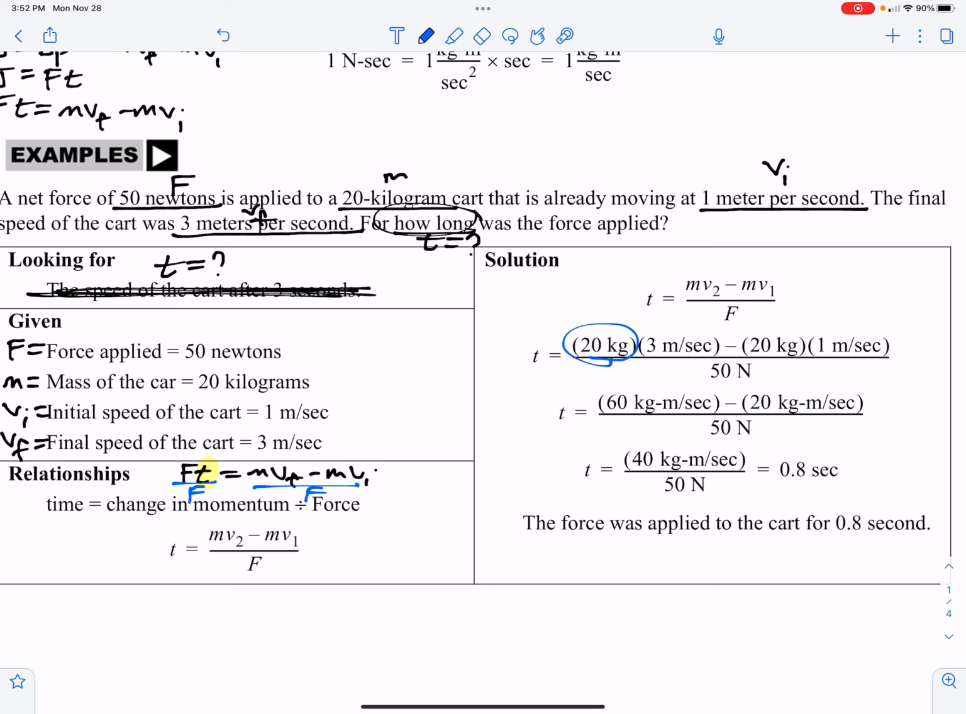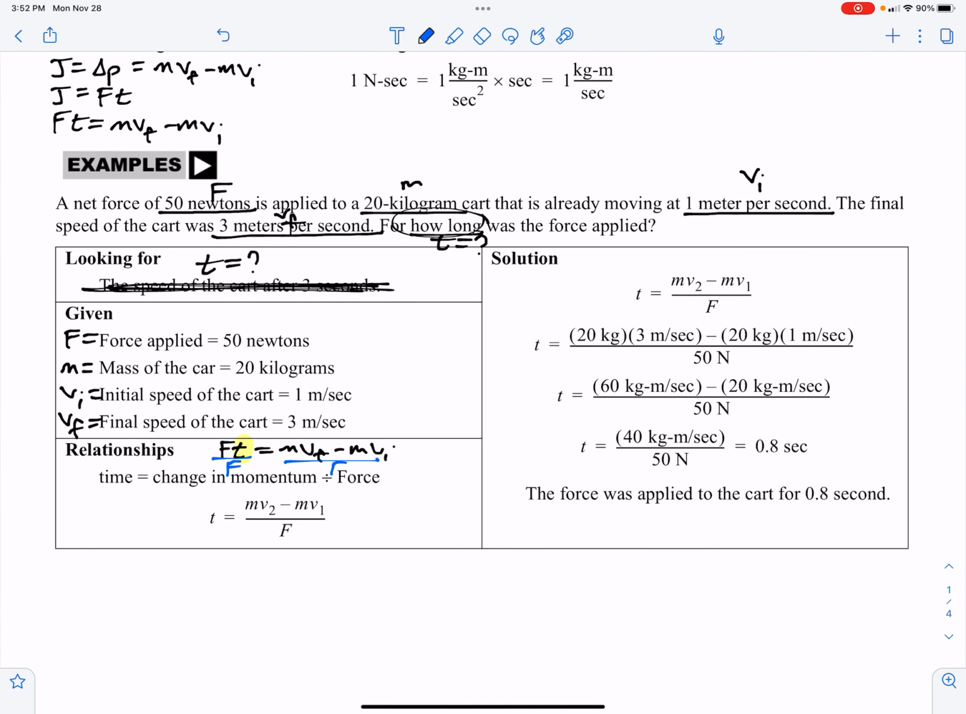Here's mass times the final speed minus mass times the initial speed divided by the force. And that would be 40 divided by 50, which is 0.8 seconds. So that's an example of what's done.